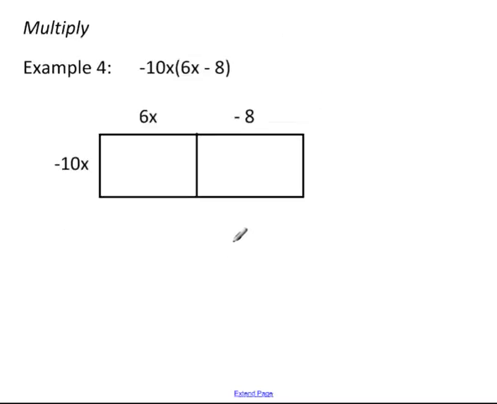Alright, example number 4. Here, we're doing a little multiply. If you're one of those distribution types, go ahead and do that. I'm going to show us with the little box method here, just because that's where we're going anyway. 6x and 10x, we're going to multiply that and get minus 60x. Multiplying here, the negatives are going to change that to positive.